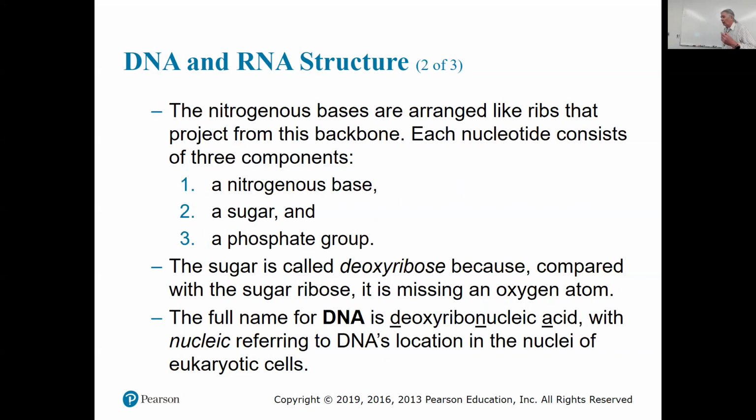So nitrogenous bases are arranged like ribs that project off the backbone. As I mentioned, each nucleotide consists of a nitrogenous base, a sugar, and a phosphate group. The sugar in DNA is called deoxyribose. As opposed to ribose, it's missing an oxygen atom, so it's a slightly different sugar. So DNA is deoxyribonucleic acid.